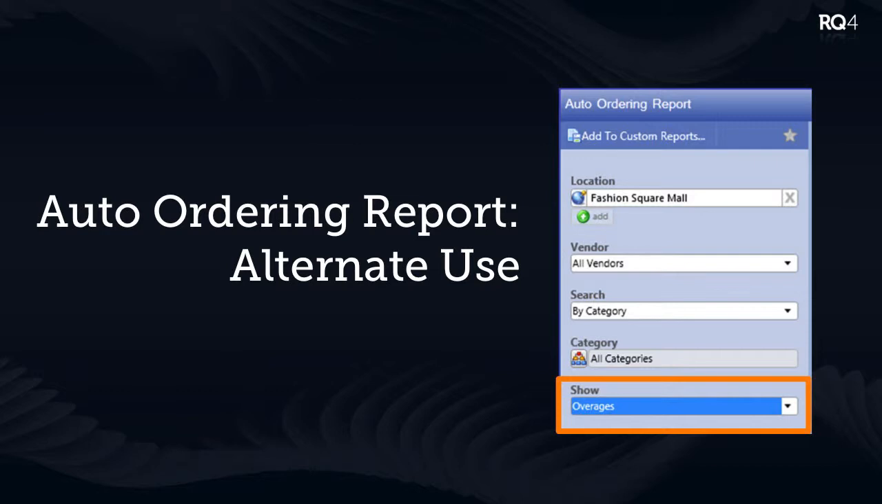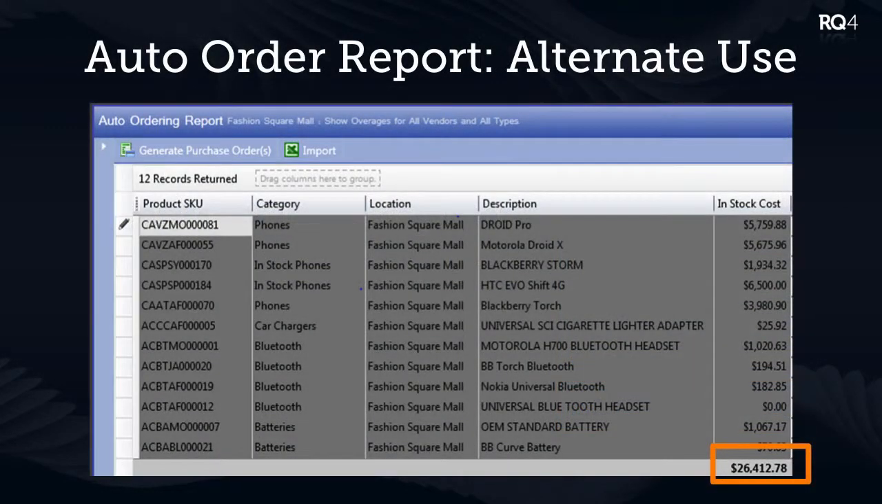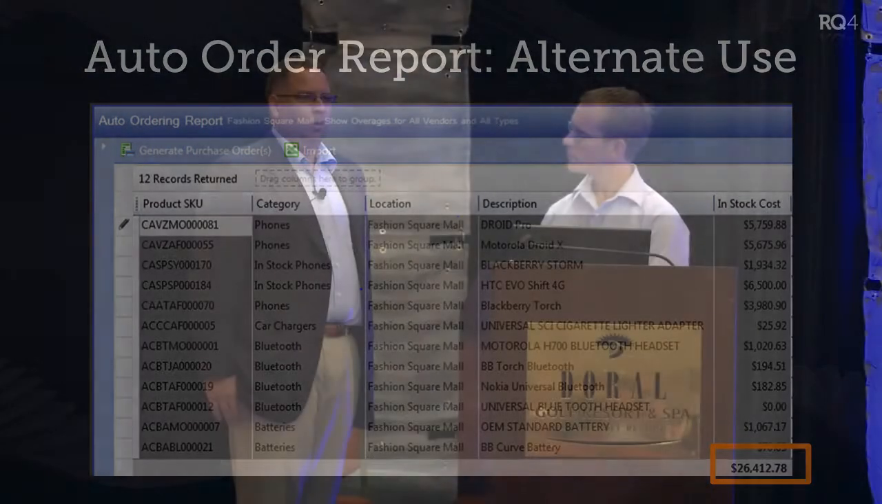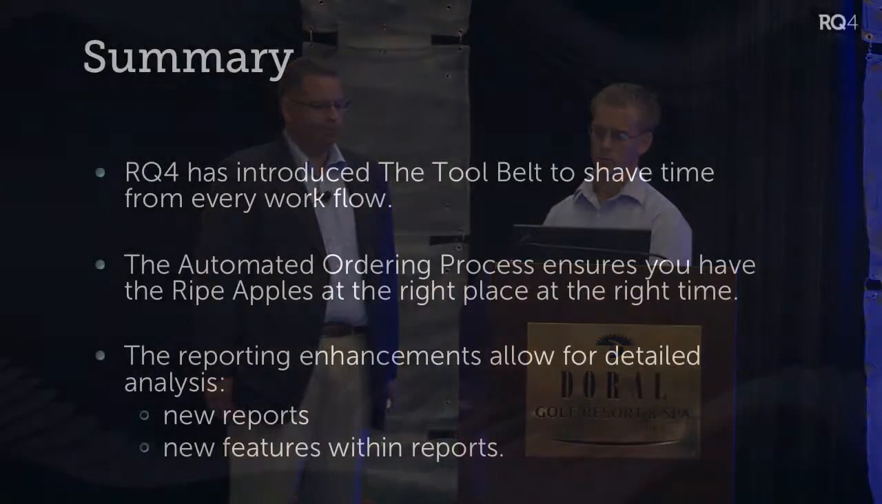It's very simple. All you have to do is show overages only, and you can select a location by category or all categories. And in this case, if we run this report, we can see quickly and easily that we have $26,000 of stock overage in that location. And that's a huge number, and we don't want to be there because that kind of number will lead to a reduction in the number of inventory turns, and obviously it's a cash flow issue as well.